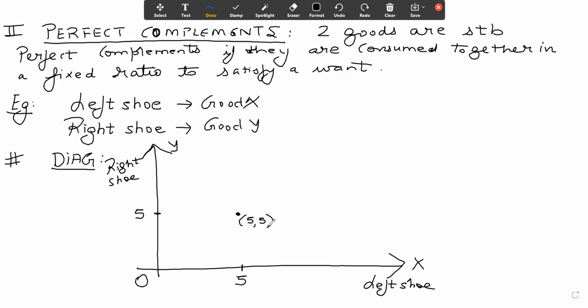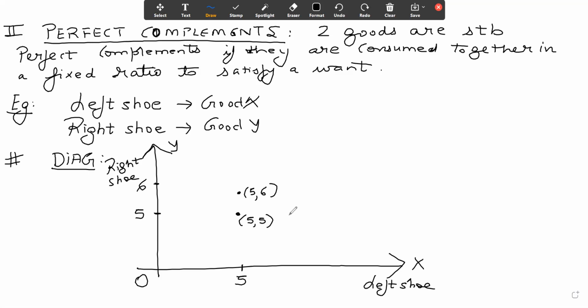Now if I ask you, if you buy 5 left shoes with 6 right shoes, will it give you more satisfaction than 5,5? If you go to the market to buy 5 left shoes with 6 right shoes, will the 6th right shoe give you any satisfaction? No, it will give you the same satisfaction as 5,5.